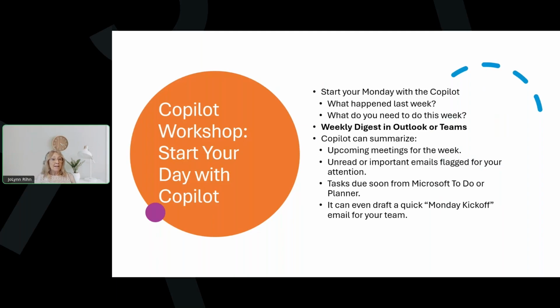So I use Copilot and Teams very regularly. I'm in them all the time, so I can ask Copilot to summarize any of my upcoming meetings for the week. Let me know any unread or important emails that should be flagged for my attention, that should be on my radar. Tasks that are due soon, whether it's going to look at my To Do, my Planner, or other areas of my 365.